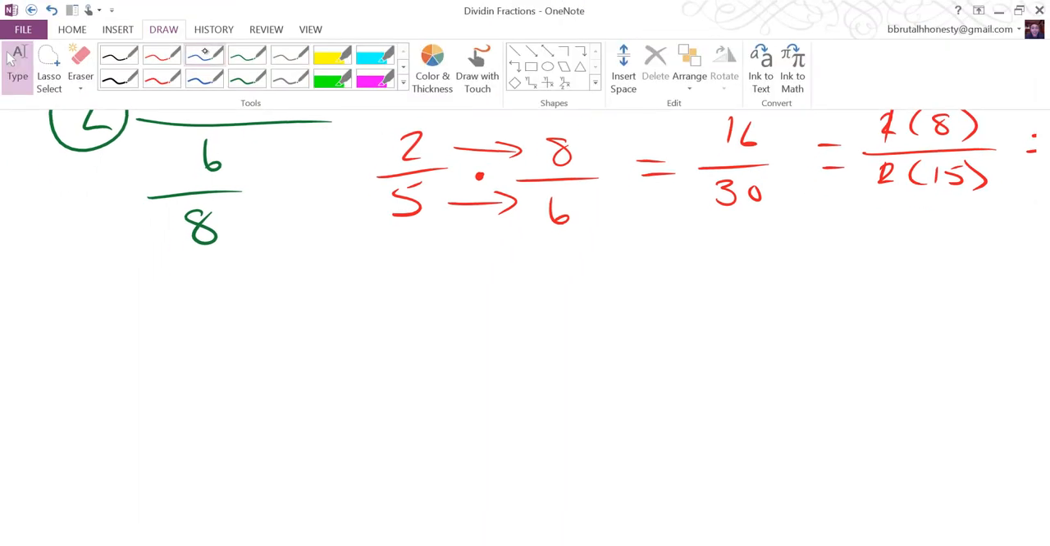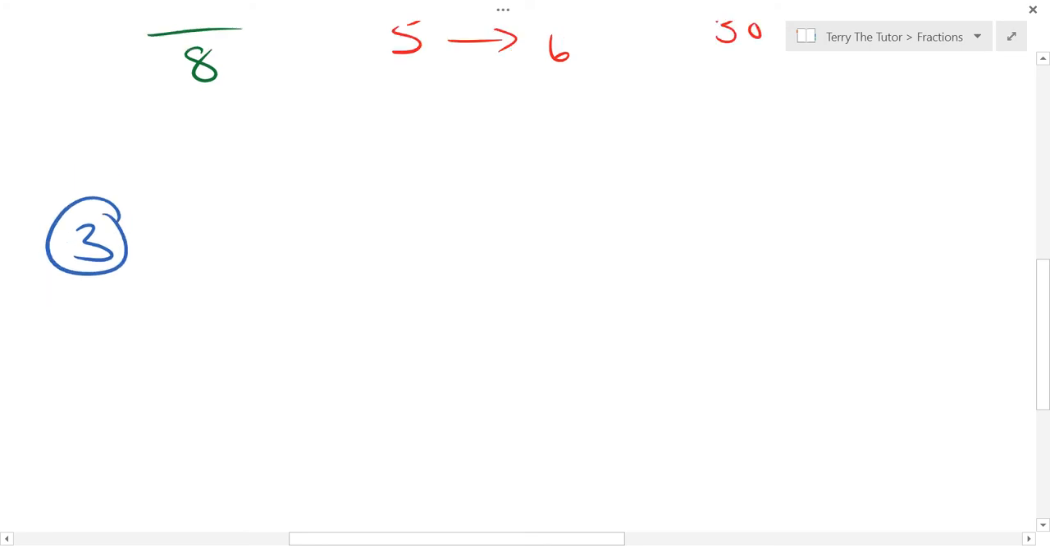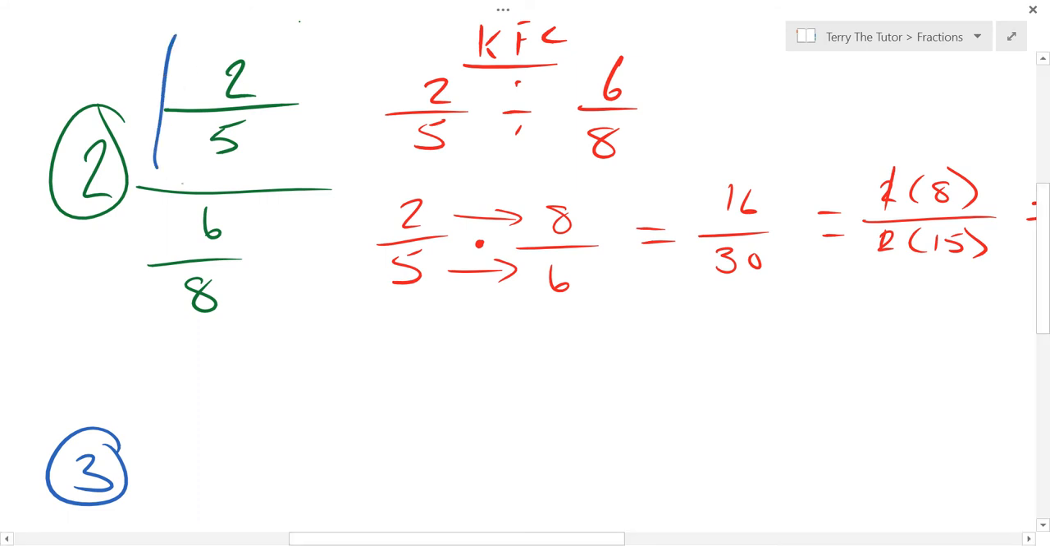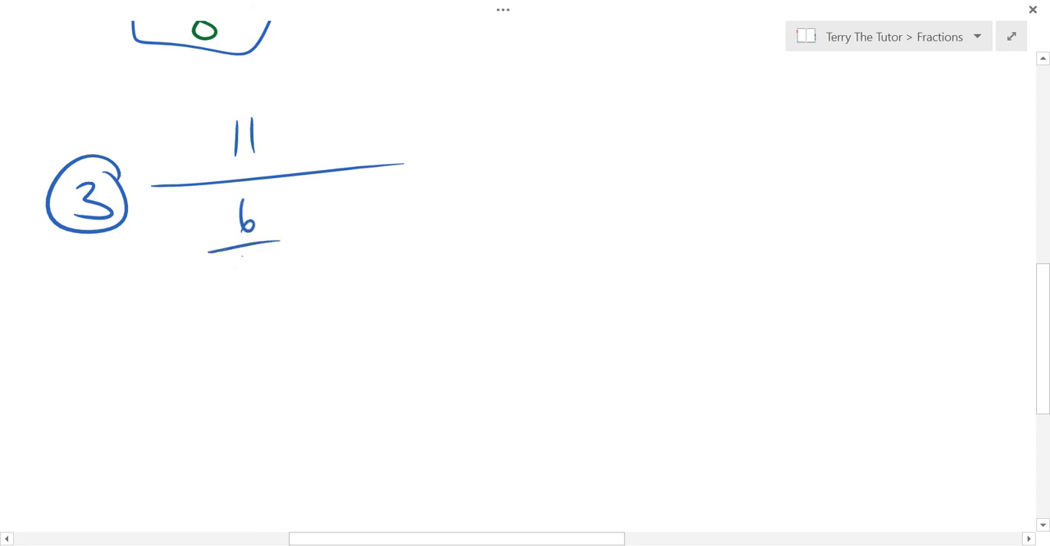Let's try a third one. You guys are probably saying, Terry, okay, I know that. I know that if there's two fractions, they're easy to pull apart. They're one on top of the other. But what about, just what about, what if there was a whole number? Let's try 11 divided by a fraction, 6 over 3.